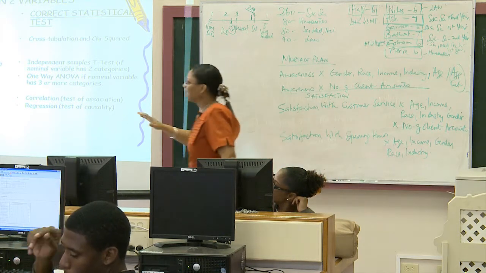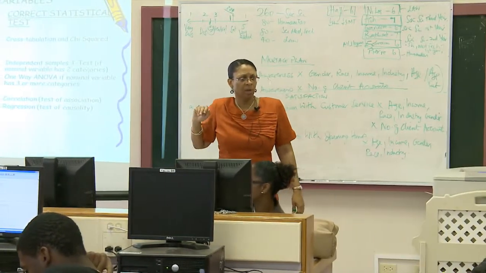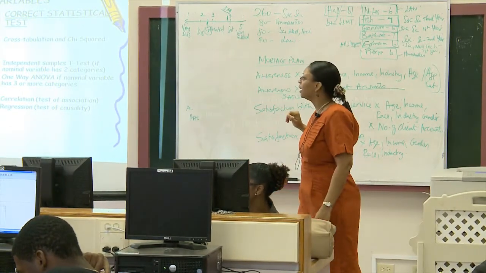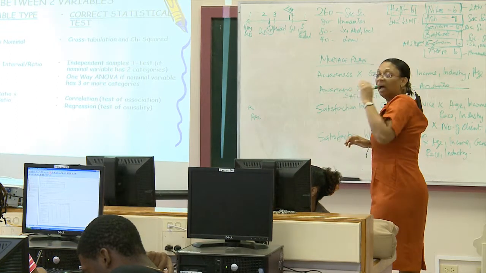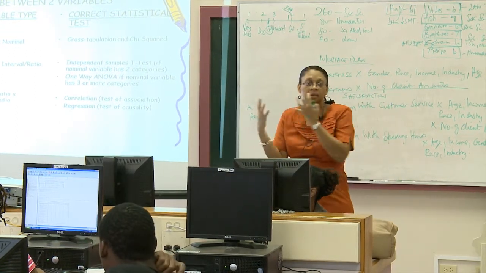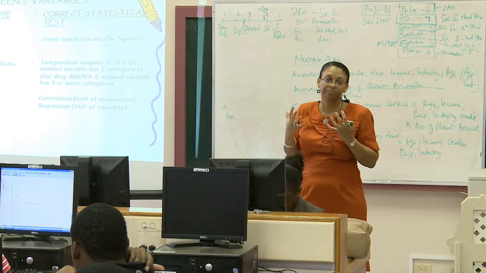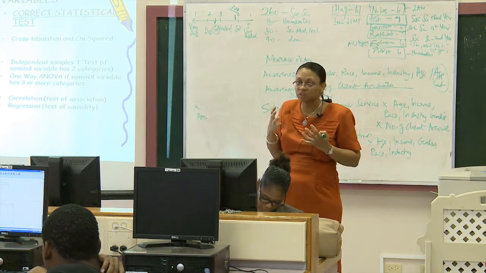If I want to look at a nominal by an interval or ratio, we treat interval and ratio questions the same way. If I want to run a nominal by an interval or ratio, I am running an independent samples t-test or a one-way ANOVA. Now, what do we mean by that? An ANOVA is just an extended independent samples t-test.